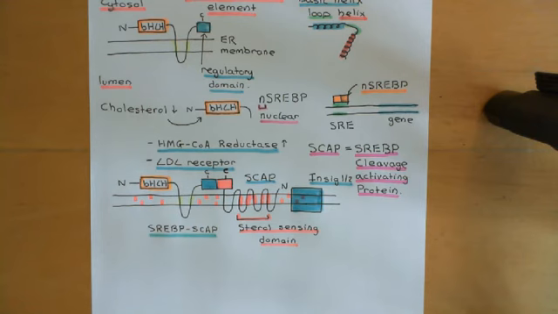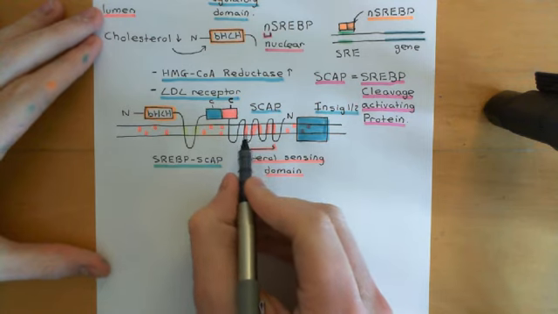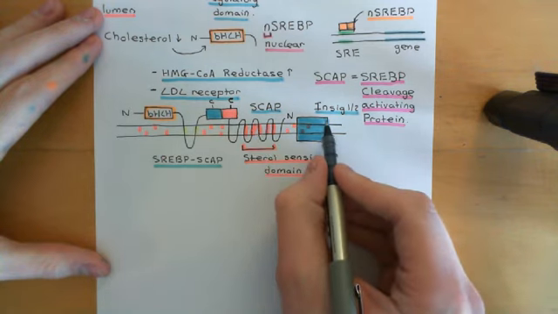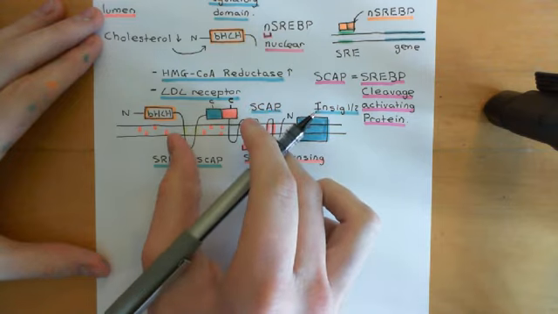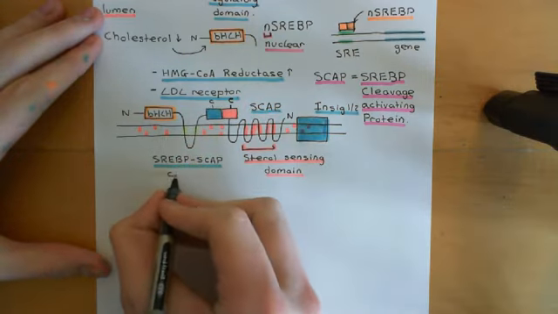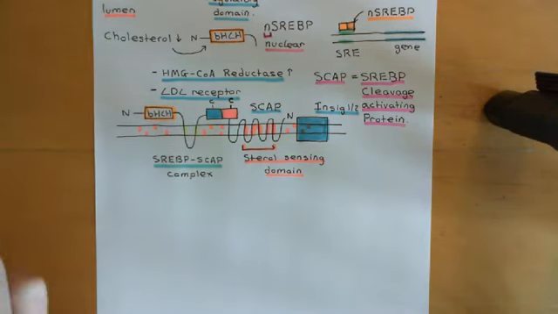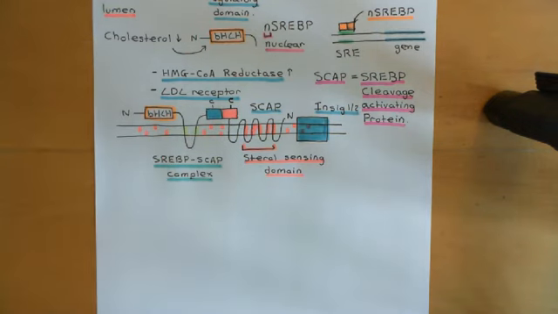Now let's talk about what's going to happen when cholesterol is low. When cholesterol is low, the sterol sensing domain of the SCAP protein doesn't have cholesterol bound to it. So it doesn't bind to Insig 1/2, and you end up just with the SREBP bound to the SCAP protein. So you end up with this SREBP SCAP complex on its own with no Insig 1/2. And basically, when SREBP and SCAP are complexed without the Insig 1/2, the whole thing gets moved from the ER membrane to the Golgi membrane.